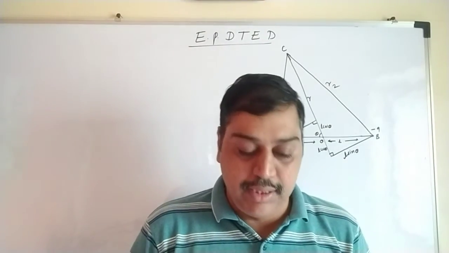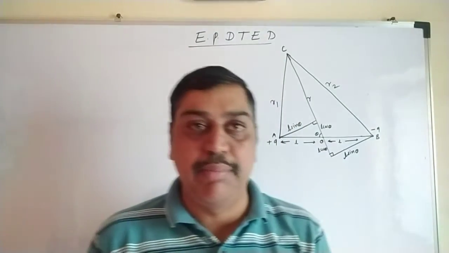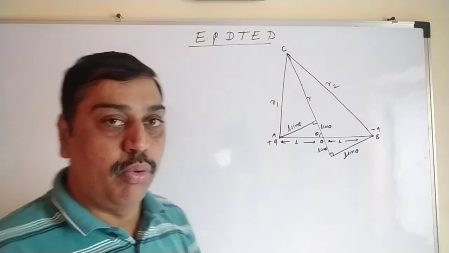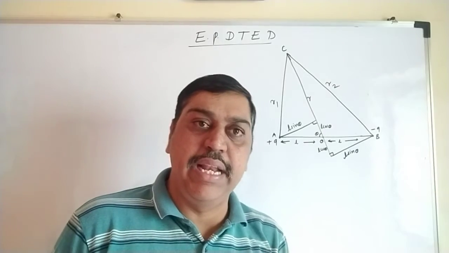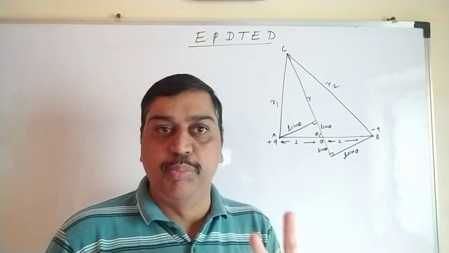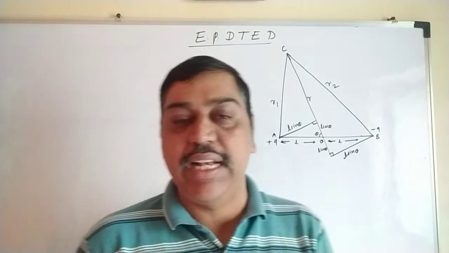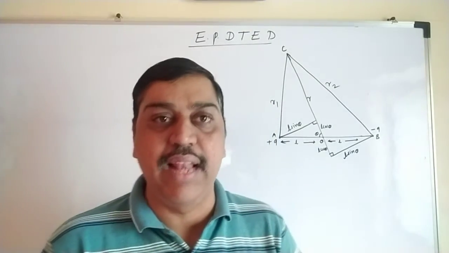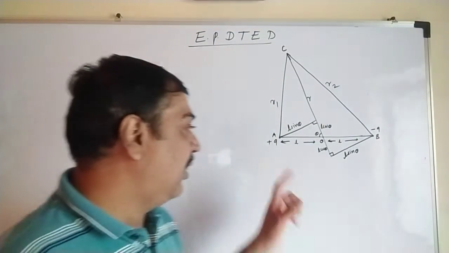Hello students, let's start with the next topic of our syllabus, that is nothing but electric potential due to electric dipole. Before starting this, if you remember, in 11th standard we have already learned about electric dipole. Di means two, pole means polarity. So electric dipole means two opposite polarities together.